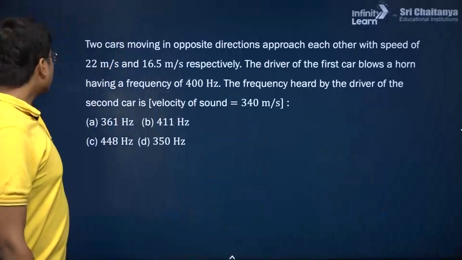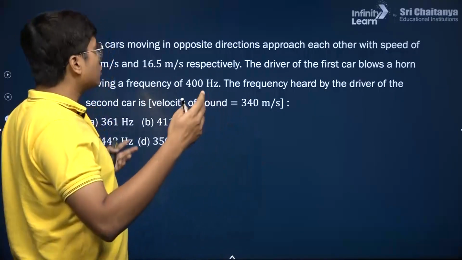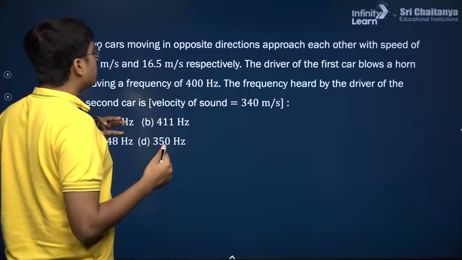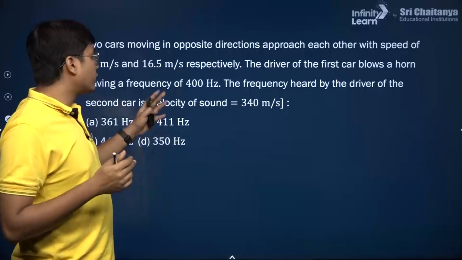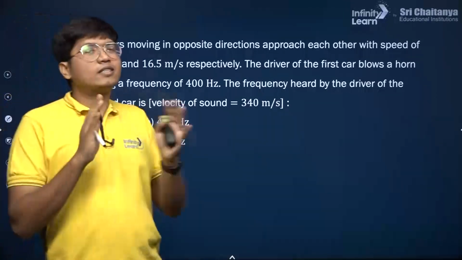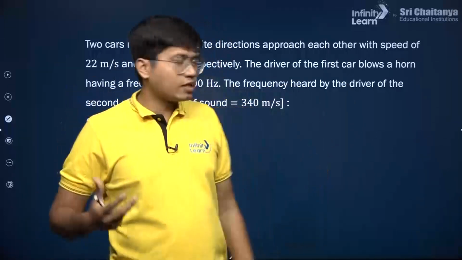Okay. The next question says that two cars moving in opposite directions approach each other with a speed of 22 meters per second and 16.5 meters per second respectively. Driver of the first car blows a horn, frequency 400 Hz. Frequency heard by the driver of the second car is.